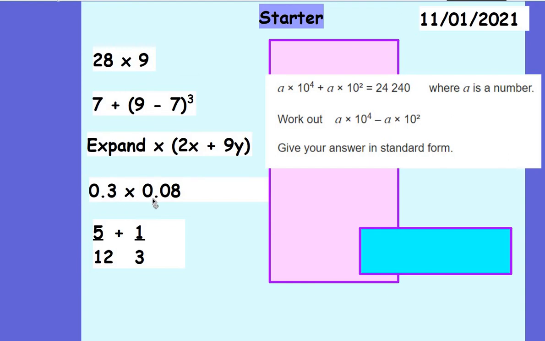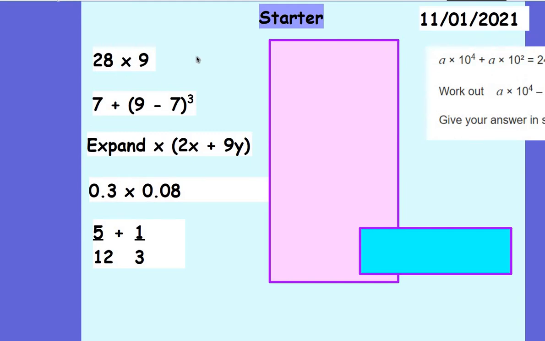Work out 0.3 times 0.08, 5/12 plus a third, and then there's an extension question to do on the right hand side. Please pause the video and spend 5 minutes on those questions now, and then I'll go through the answers. Okay, I'm going to go through the answers.